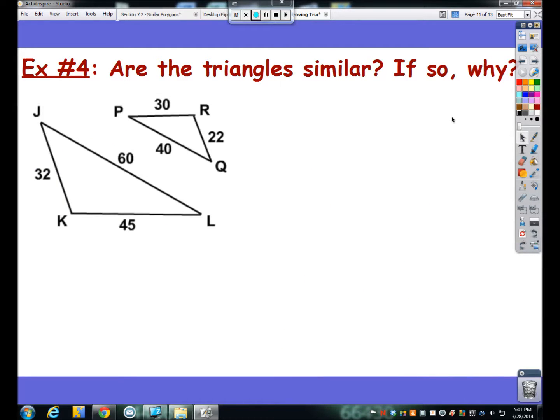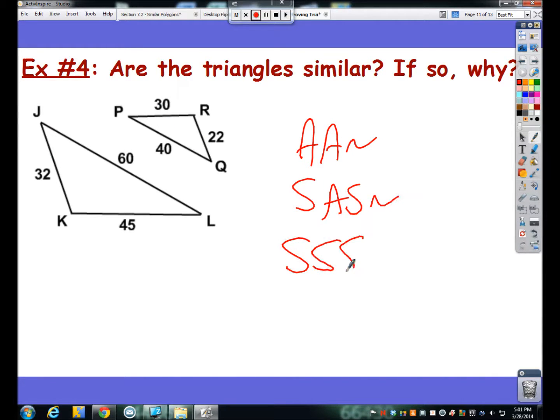All right, example 4. Are these triangles similar? If so, why? When I first look at these two triangles, I notice that they gave me all 3 sets of side information here. Chances are I'm not going to use any type of angle, right? They didn't give me any angles here. So out of my 3 shortcuts, I'm probably not going to be using these 2 because they didn't give me any angle information. So I'm going to hope that it's side, side, side.